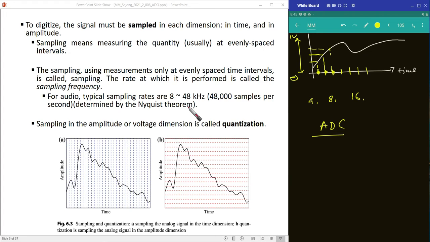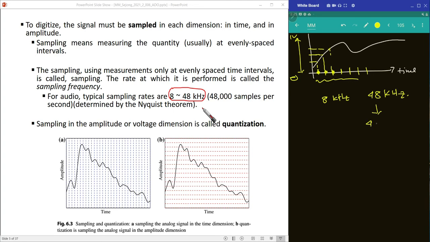The typical sampling rate in audio signal processing is generally 8 to 48 kilohertz. That means in every second, the number of samples we have might be from 8 kilohertz to 48 kilohertz, or simply 48,000 samples per second, or 8,000 samples per second. So this is the sampling rate we usually use.